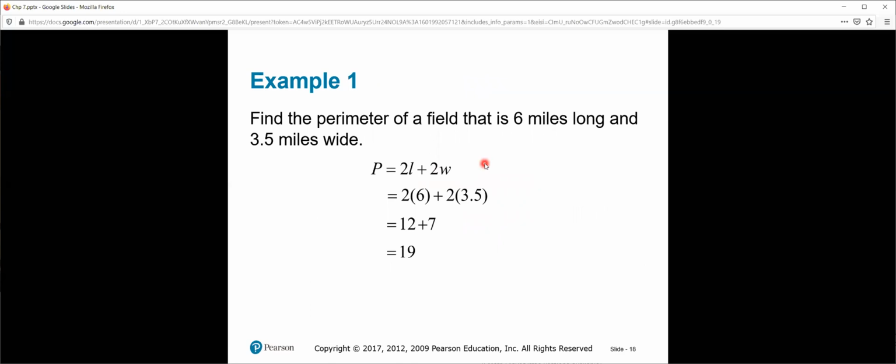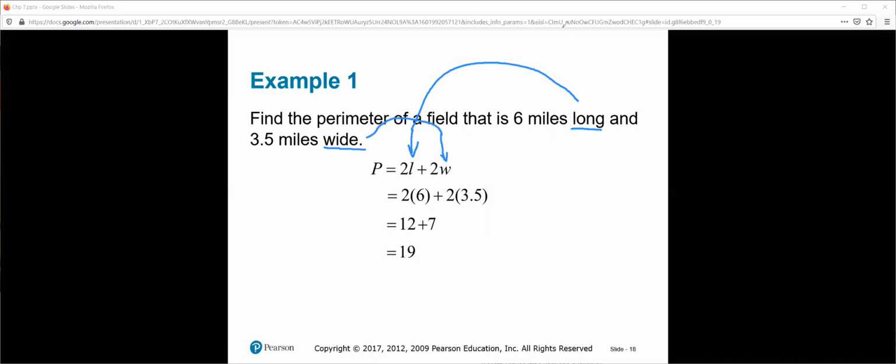Question. Find the perimeter of a field that is 6 miles long and 3.5 miles wide. Well, the question was kind enough to give us an L and a W. We talked about this. We talked about variables a while ago. Sometimes variables indicate exactly what they are. Instead of doing X and Y or N or something like that, we do L for long and W for wide.